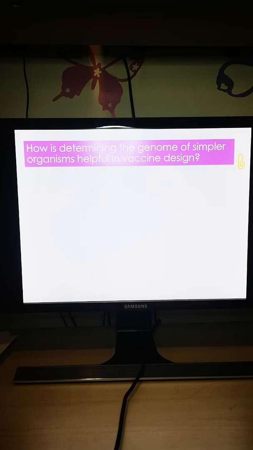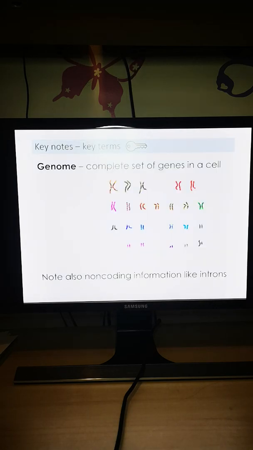Interesting question now. How is determining the genome of a simpler organism helpful in vaccine design? This is a link to year 2. Next year we're going to do gene expression, and we'll come back to the genome and talk about the Human Genome Project, which was the mapping of all the genes on all the chromosomes for a human being. So we got the full complete set of genes mapped out in the human genome.